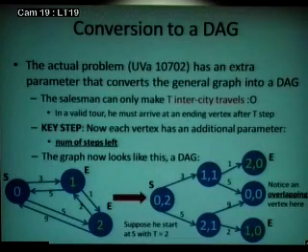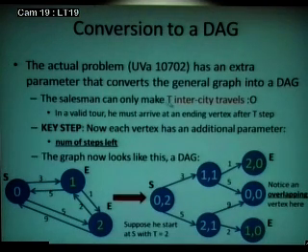However, this problem, UVa 10702, actually has one extra parameter, and this extra parameter I didn't tell you beforehand. But when I tell you this, I will show you that with this information, the graph is actually acyclic. The problem says that the salesman can only make T intercity travels. So there is one more constraint given in the problem description. And by using this information, we can transform the graph into a DAG.